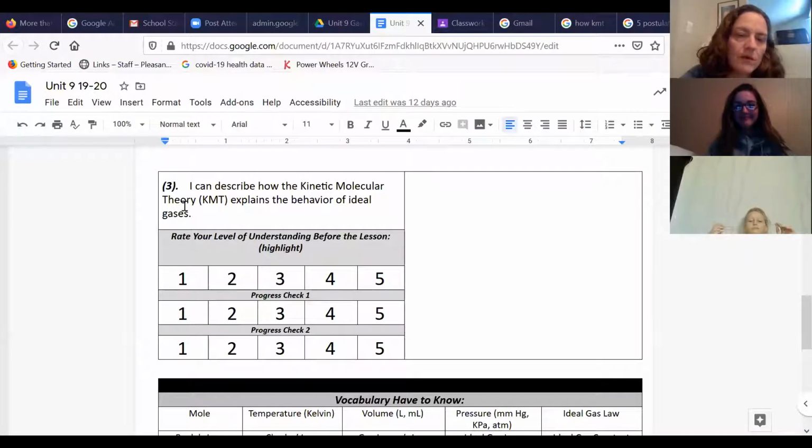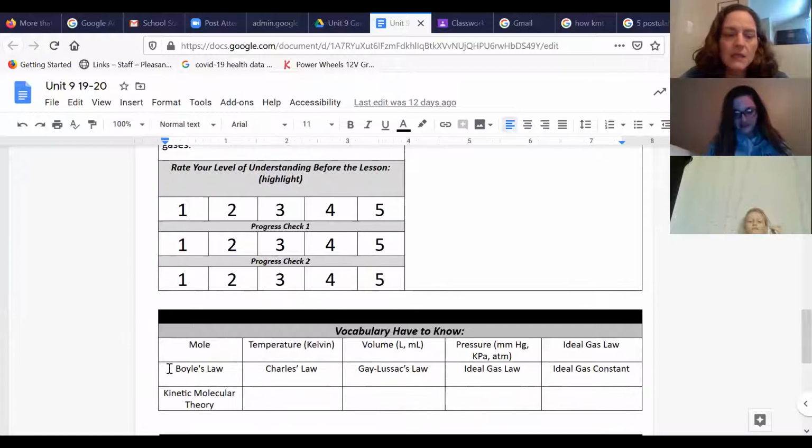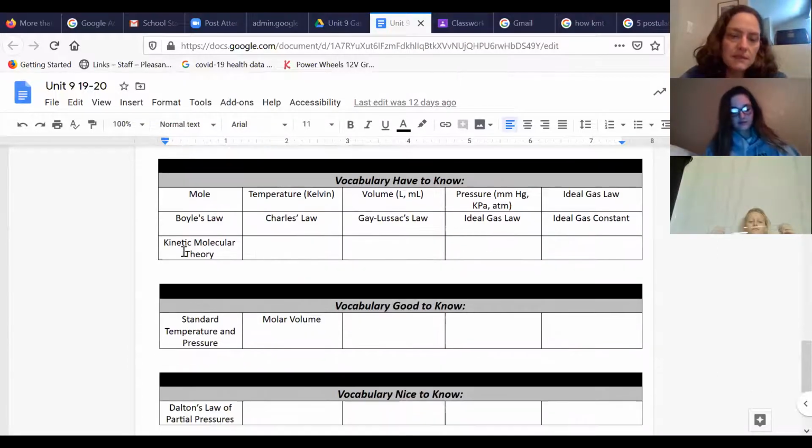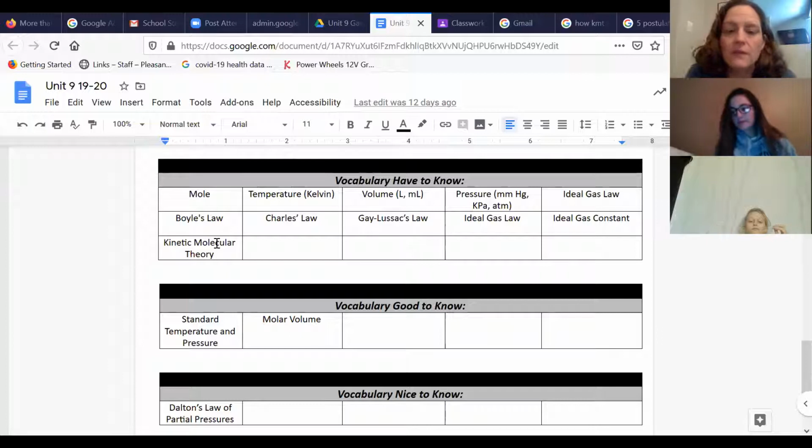Okay, so our learning target is I can describe how kinetic molecular theory explains the behavior of ideal gases. And so you probably have not heard about this before. The only real vocabulary word that we have for this is kinetic molecular theory. Let me explain what each of those things mean. So you guys, you know what molecular means. It means having to do with the particles that are involved in the gases and also in our world.